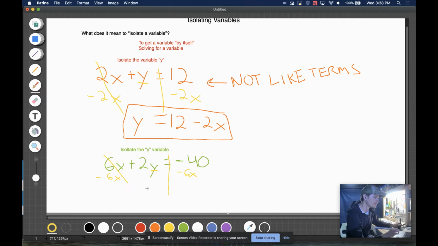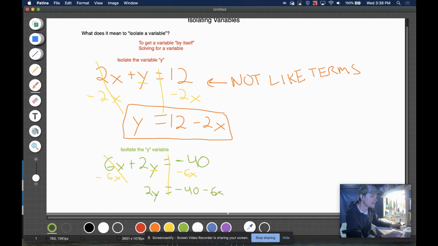It crosses out. So you are left with 2y, right? 2y just pulls down. We still have our equals. And then these are again not like terms, because the x, they are not like terms. So we have negative 40 minus 6x.